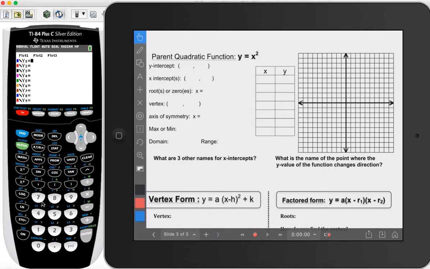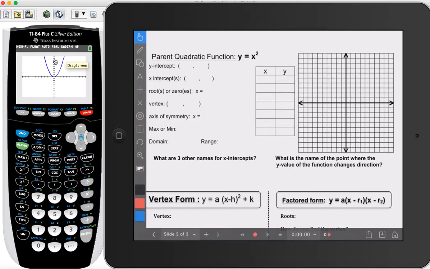So y equals x to the power 2, and then go to graph. As you can see, the quadratic function looks like a parabola, a U shape. Now let's go into the table.